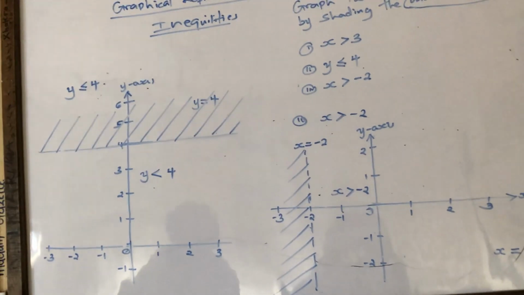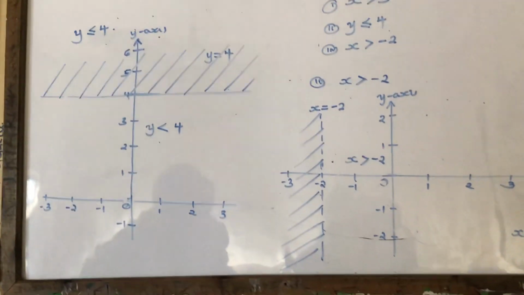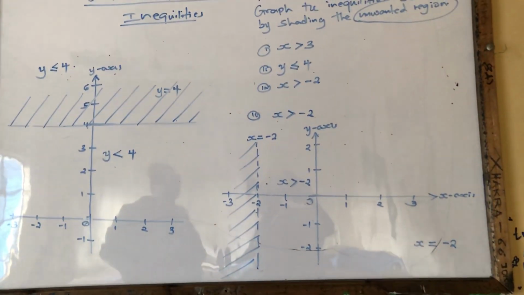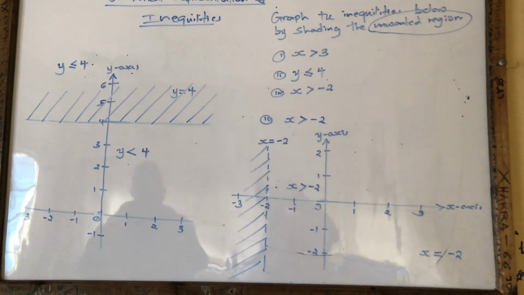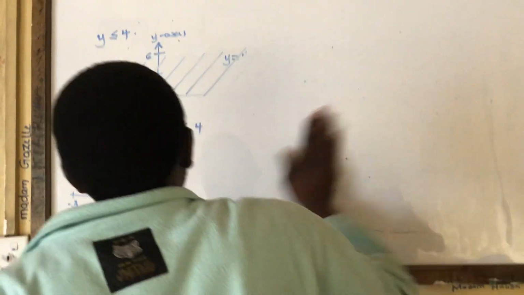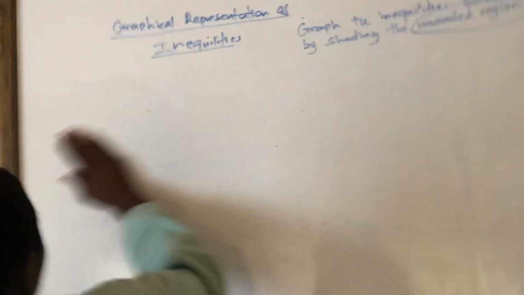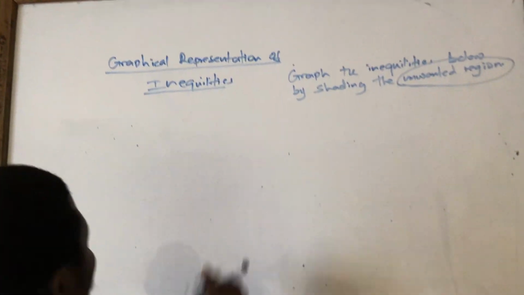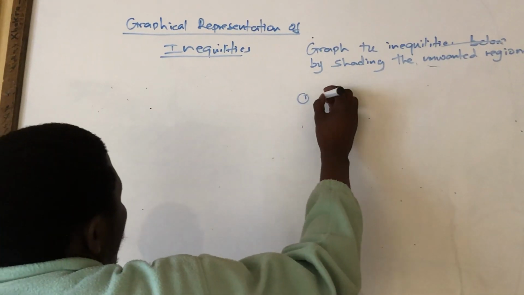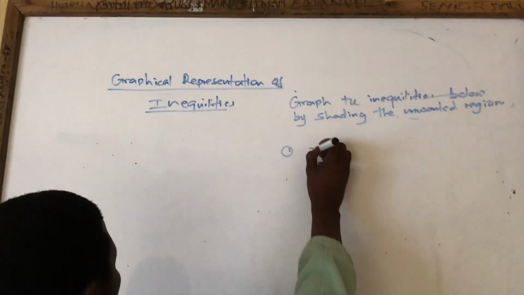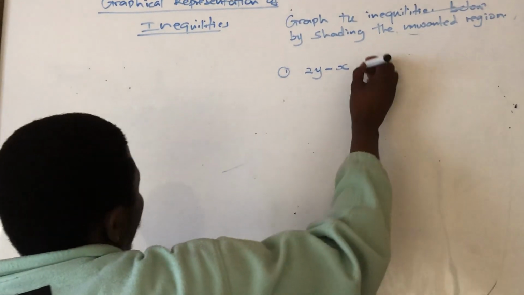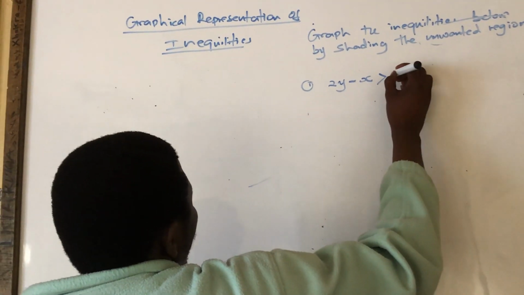I want us to consider one example of an inequality carrying two variables x and y. We have 2y minus x is greater than 4.